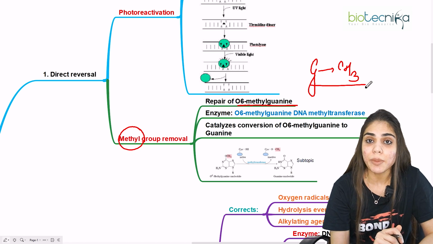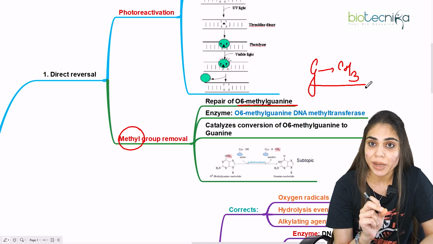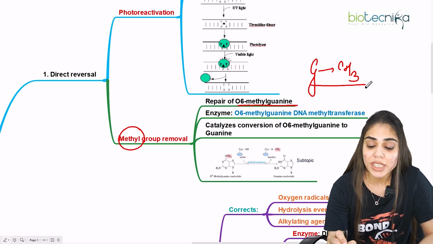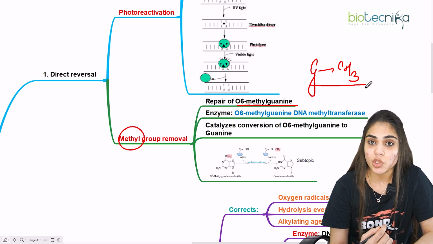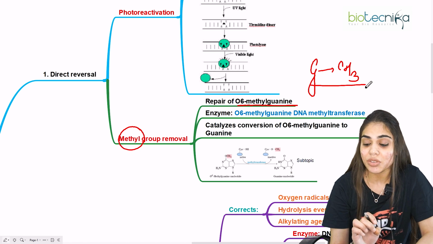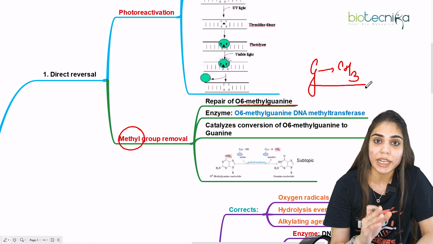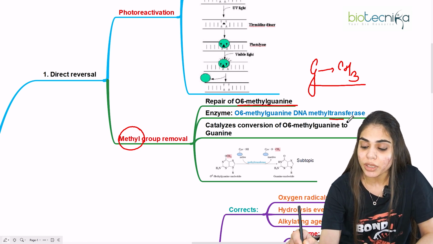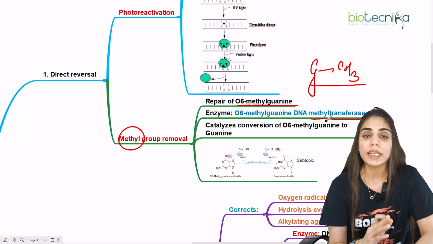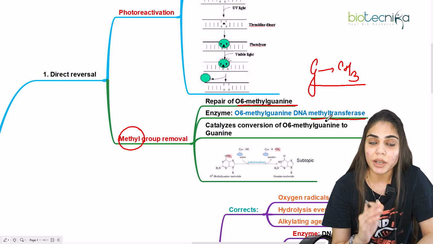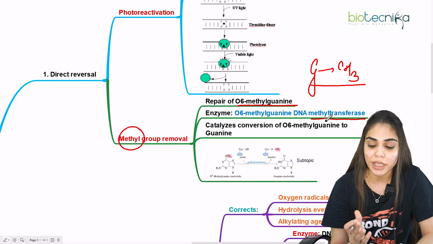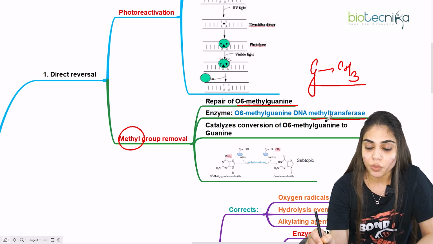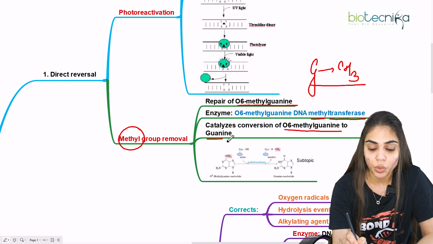And what is the enzyme? The enzyme will be specific to this base analog only. It is O6-methylguanine DNA methyltransferase. It binds to DNA and transfers the methyl group from guanine, and ultimately this O6-methylguanine will be converted to its original form, guanine. So it catalyzes the conversion of this base analog to guanine itself.